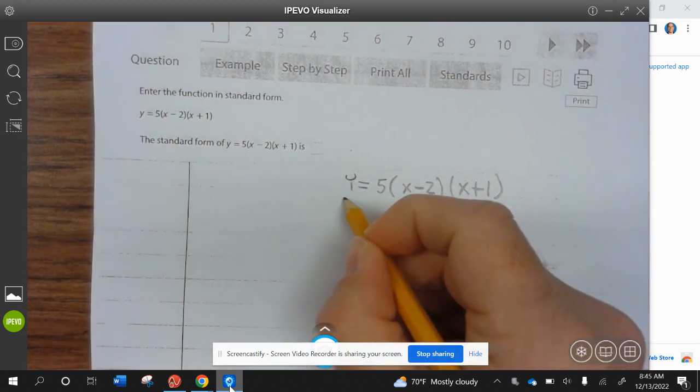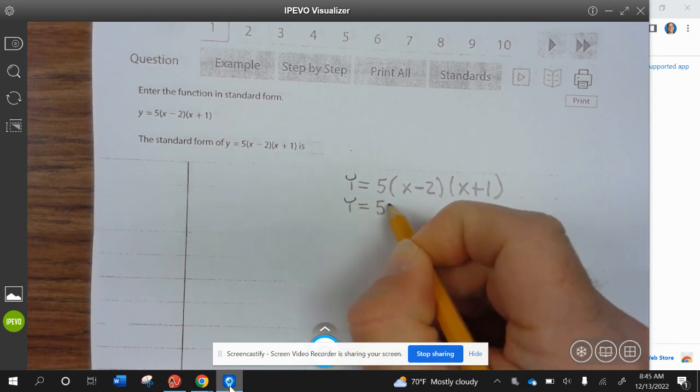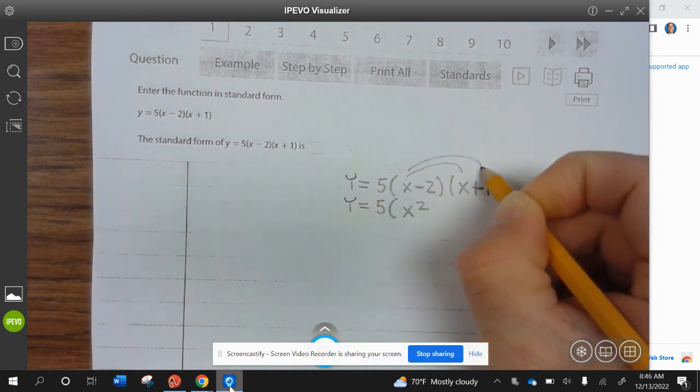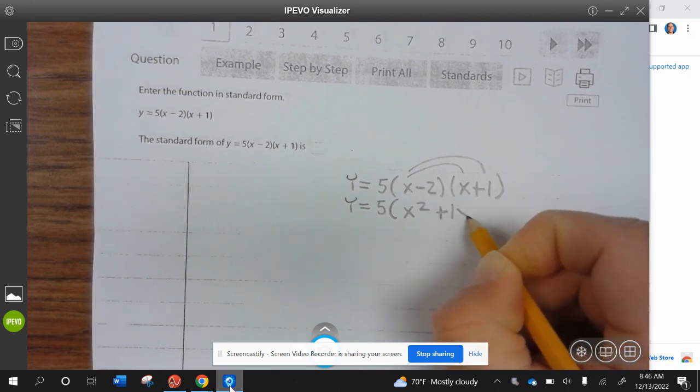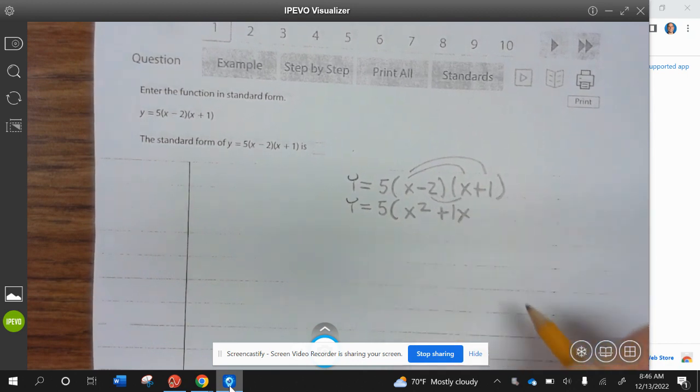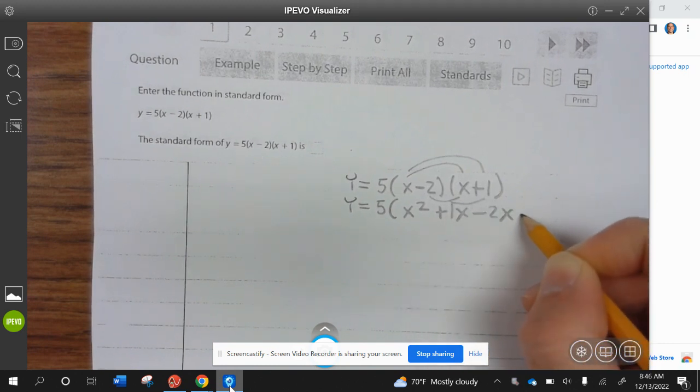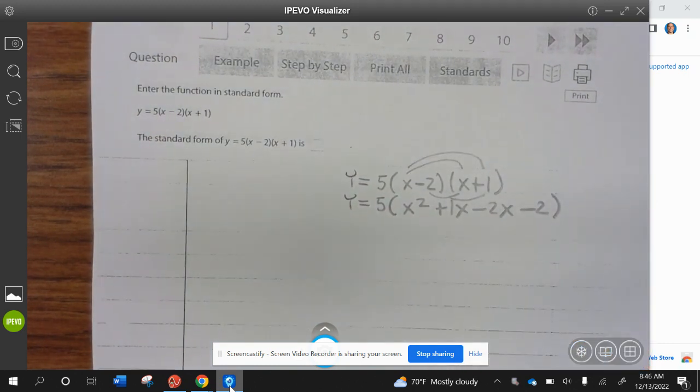So now we need to FOIL what's in parentheses. So we have y equals 5 times: x times x is x squared. x times 1 is plus 1x. Negative 2 times x is minus 2x. And then negative 2 times 1 is minus 2.